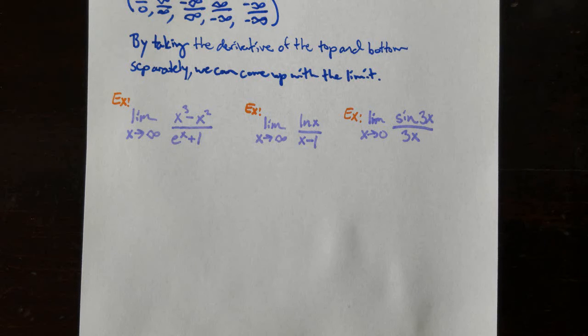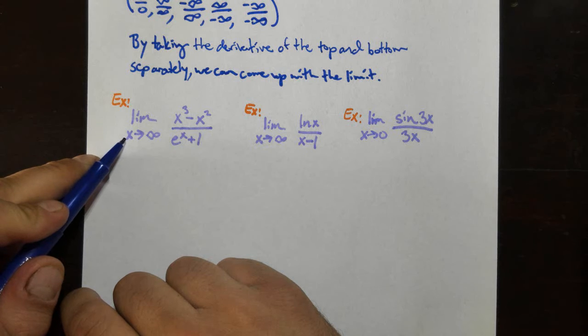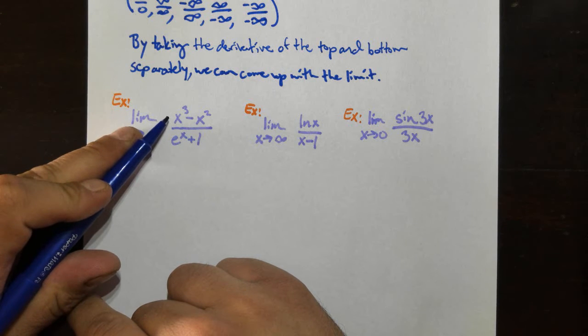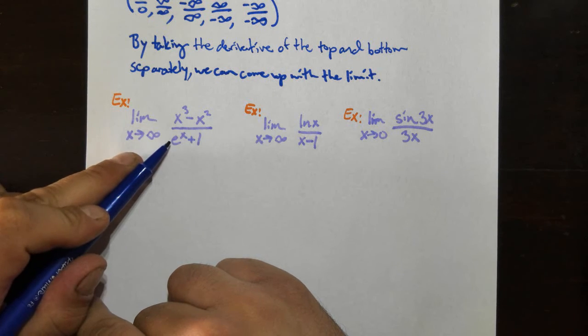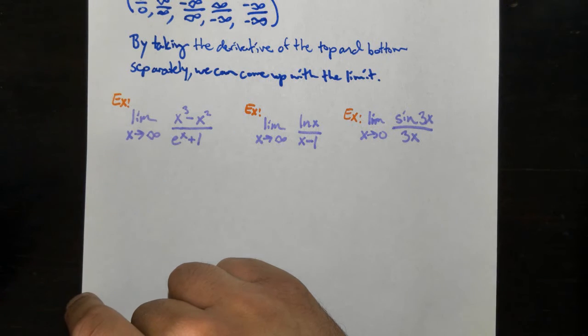Let's go through these and see what we get. I gave you a few video examples, but these are examples that didn't really come up in the videos that I sent. I want to go over some other cases that might happen. Let's start with the first example. The limit as x approaches infinity of x cubed minus x squared over e to the x plus 1.